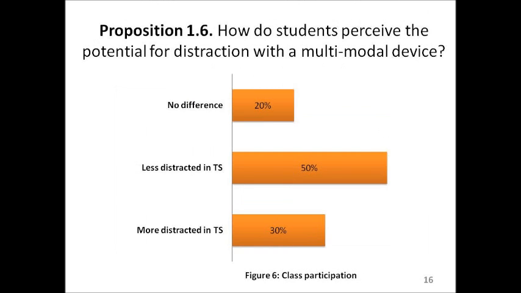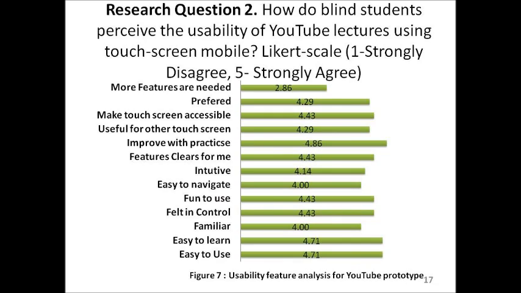For proposition 6, we asked the blind students whether they are distracted when they are using the online videos. 50% of the blind students feel they are less distracted when using the online videos, but 30% feel they are more distracted when using the online videos, and 20% feel they are not at all distracted when using the online videos.